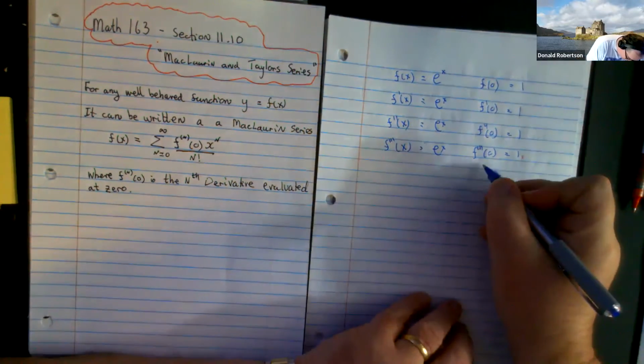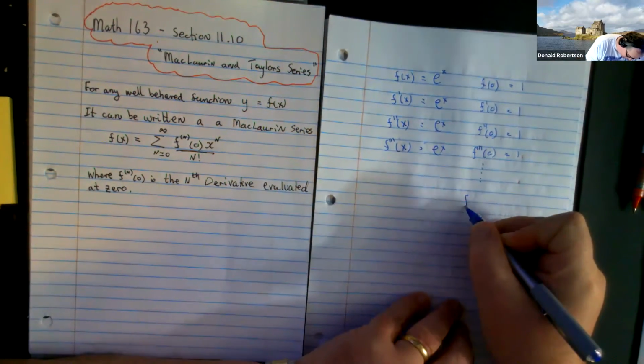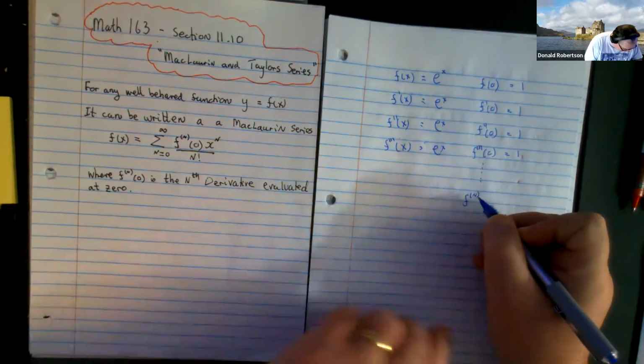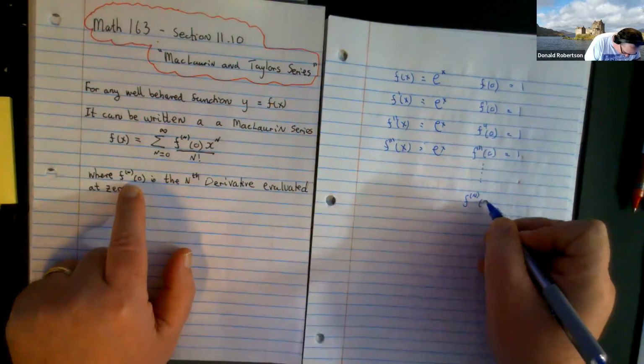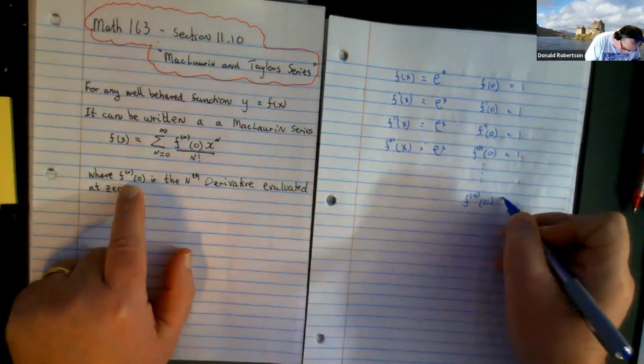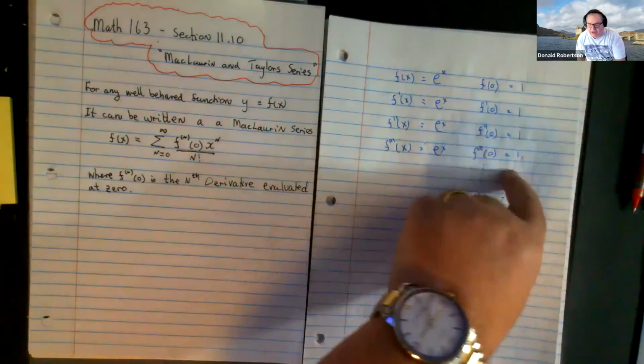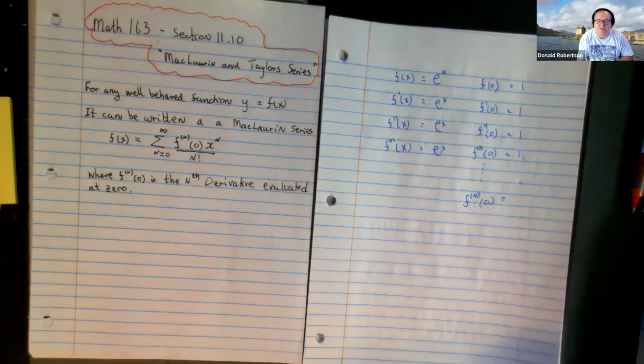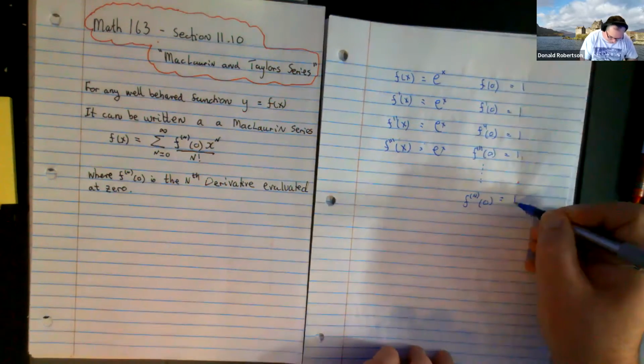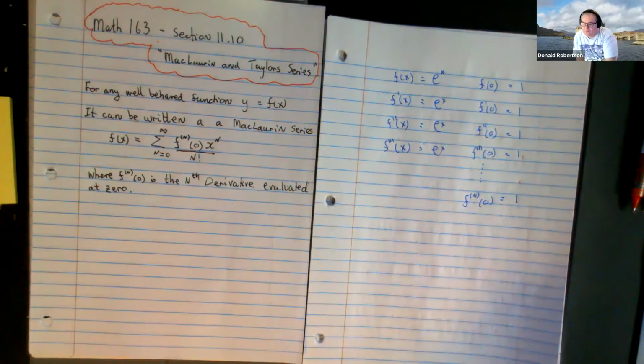What you then have to do is find a formula for the nth derivative at 0. Would you agree that for e to the x, that answer is going to be trivial, isn't it? Just 1. Are we good?